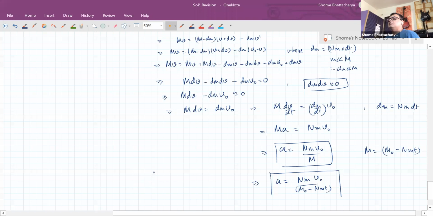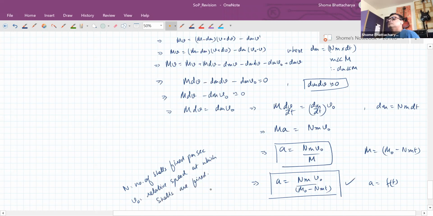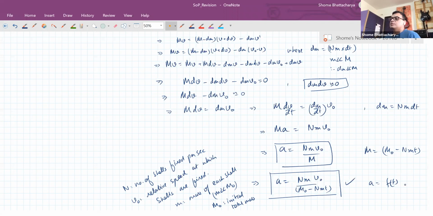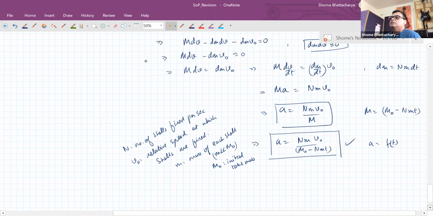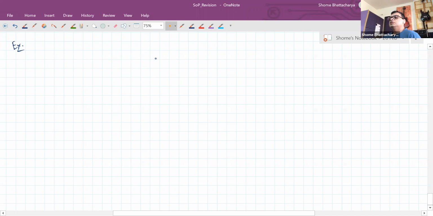Here n is number of shells fired per second. V naught is the relative speed at which shells are fired. m is the mass of each shell. m naught is the initial total mass. So in terms of these quantities and the variable of time, we have got the instantaneous acceleration. So this is another example of the application of linear momentum conservation. Now let's move on to another type of question.